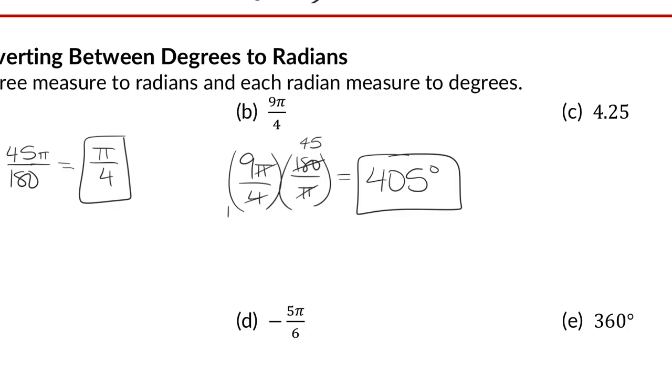If you're doing it in your head, it's a lot easier to multiply 4 times 45. Sorry, that's a 9. 9 times 45 rather than 9 times 180. So if we know these numbers can reduce, we would reduce them first to make our math smaller.